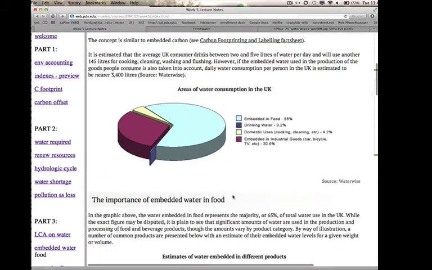Water that's embedded in food means all the water that is required in order to bring that food all the way to the consumer. So here's a pie chart for the water consumption in the United Kingdom, and 65% of the water use is embedded in food. Only a tiny sliver is in drinking water, the rest is in domestic uses and in industrial goods. So this is water consumption by the consumer. And see, a massive amount is embedded in food, and this is because, like we saw earlier, the amount of water required for agriculture is the highest water use in these economies.